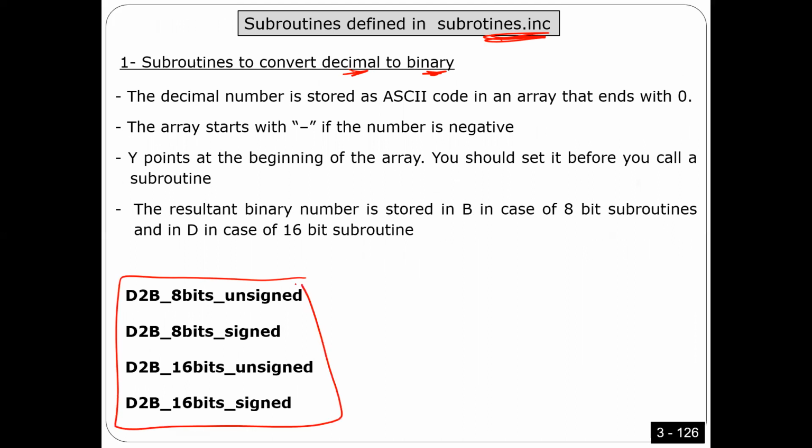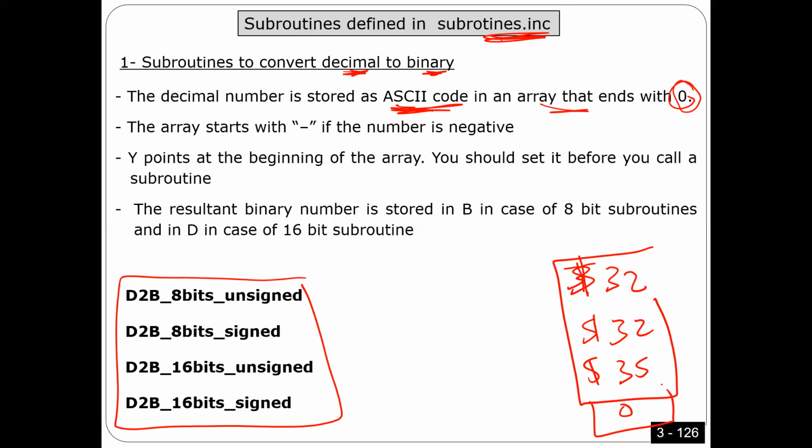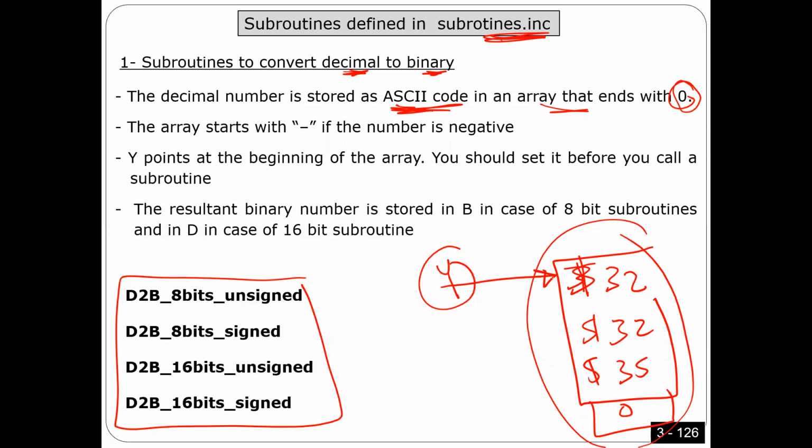Okay, so the decimal number should be stored in ASCII code in an array. This array should end with 0. For example, it has to be like 32, and 35. It has to be an array. And at the very end, I have to put 0. Is that okay? So this is how your number should be. Okay, and the first location you have to store in register Y, and then you call the function. That's it.